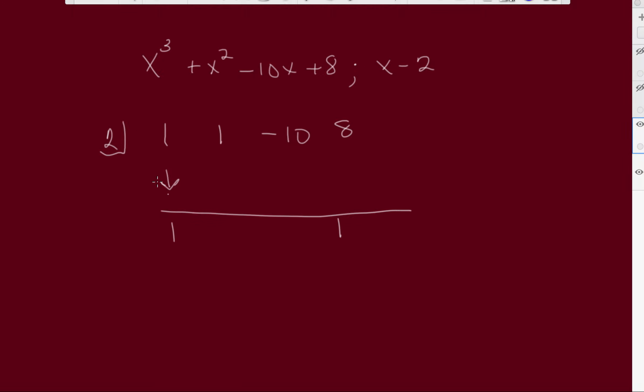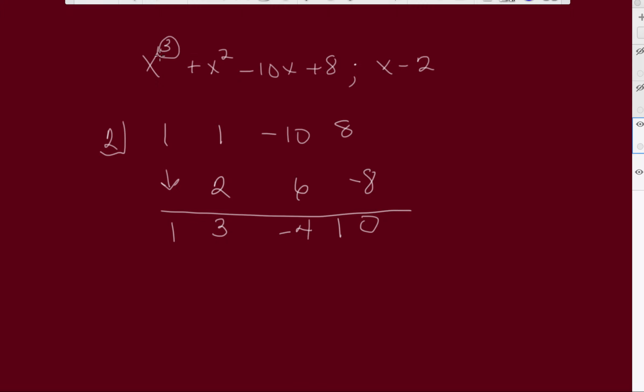We'll drop this 1 down. Multiply 2 times 1 is 2. Add them together, you get 3. 2 times 3 is 6. Negative 10 and positive 6 is negative 4. 2 times negative 4 is negative 8. And we have 0 as a remainder. Right? Finally, we have something that we can factor.